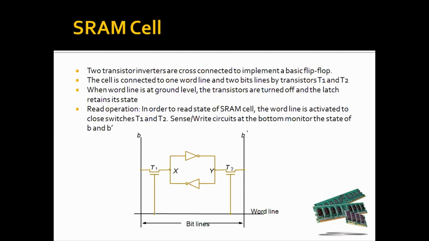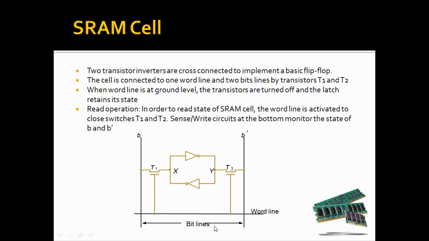If the cell is in state 1, the signal on bit line B is high and the signal on bit line B dash is low. So the B dash is low when this is going to be high. The opposite is true if the cell is in state 0. Thus B and B dash are the complements of each other.